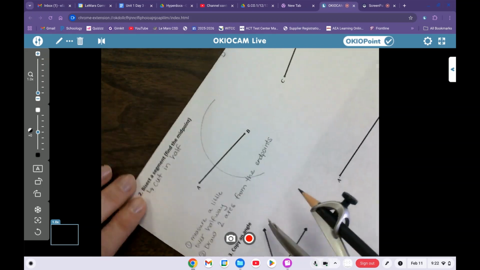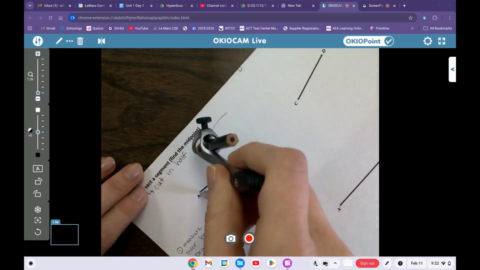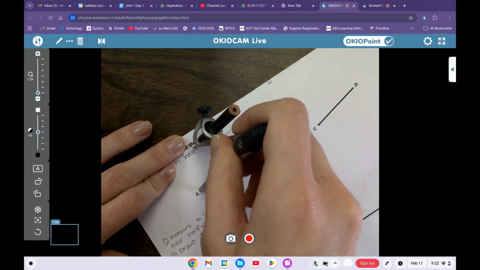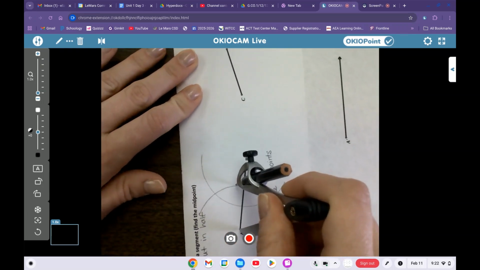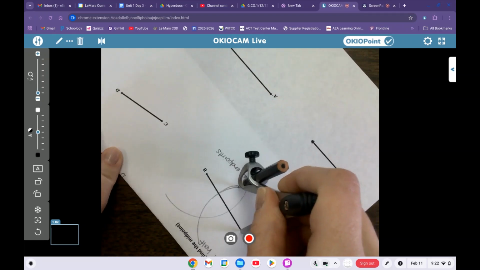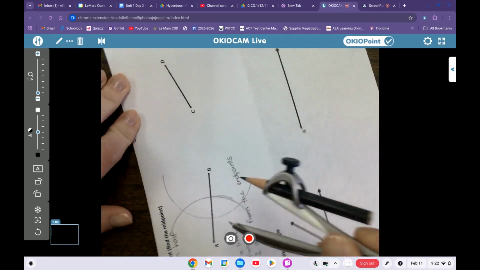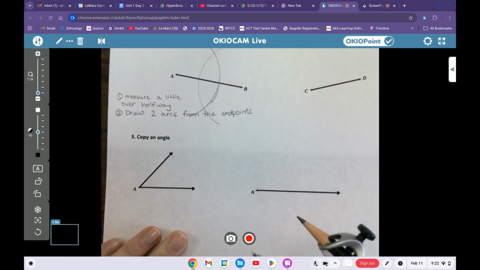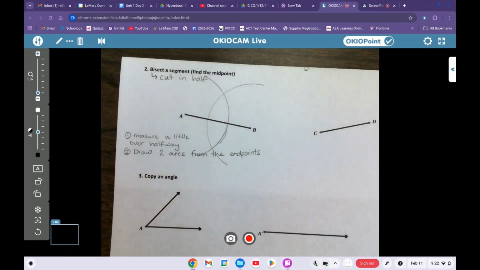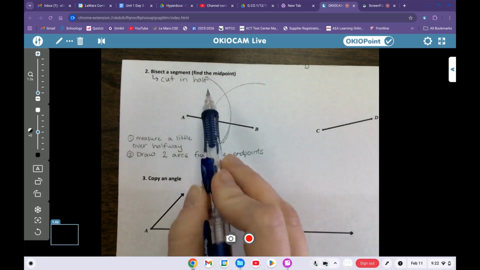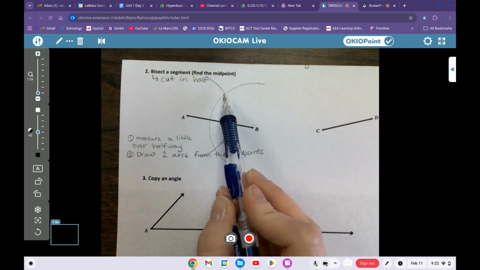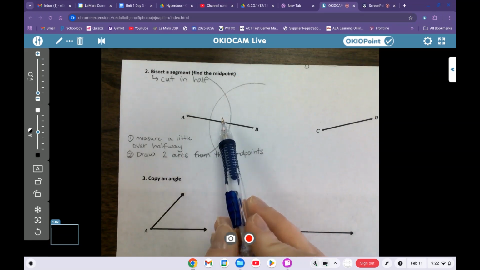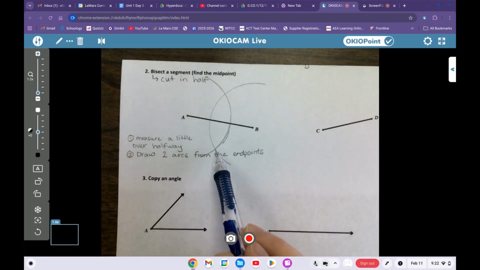So now I'm going to switch this. I'm going to put my pointer on A and I'm going to do the same thing. I'm going to draw another arc. All the way, and be really careful that you don't mess with your compass setting. My compass is a little loose, so I got to adjust that. Okay, so you should have 2 big arcs here, and what you're looking for are these intersection points. It should cross somewhere up in the top, and it should cross somewhere in the bottom.